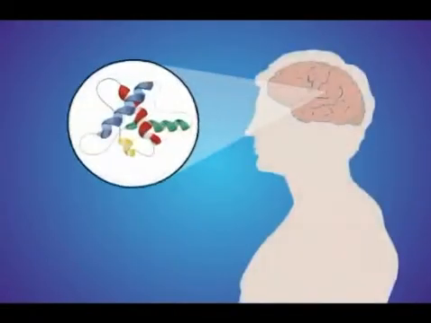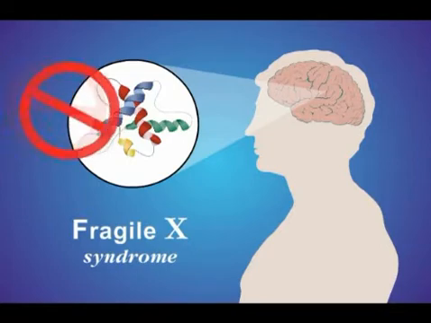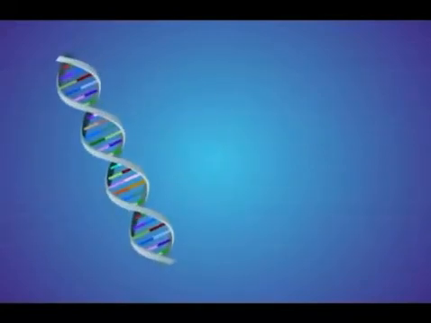but the protein it makes is essential for normal brain development. In the case of Fragile X syndrome, the FMR1 gene either does not make this protein or makes too little of it, and so the brain does not develop normally. To understand the type of mutation that causes Fragile X syndrome, we first need to understand some basic genetics.